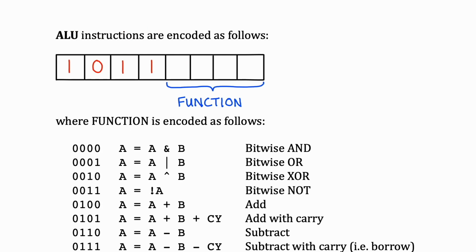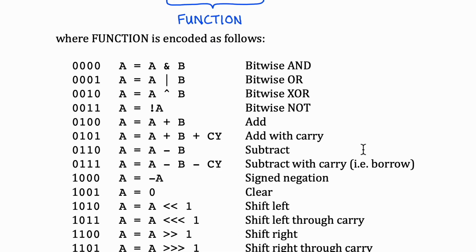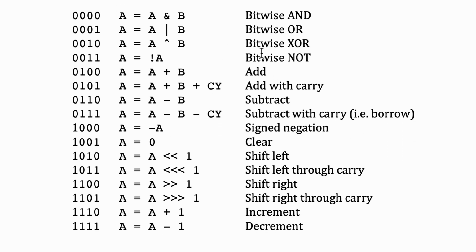As I said, there are 16 different ALU instructions, and they are all encoded like this. The 4-bit function code field indicates which instruction is intended. And we have instructions to do logical operations, arithmetic operations, and some shift operations, and so on. The operands always come from the A and B registers as shown here, and the result is always placed into the A register.